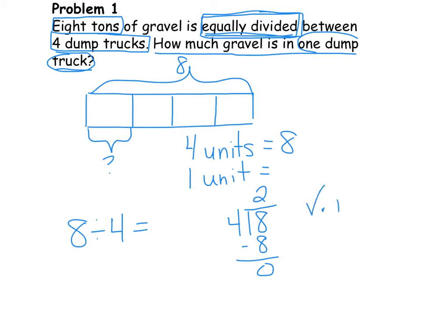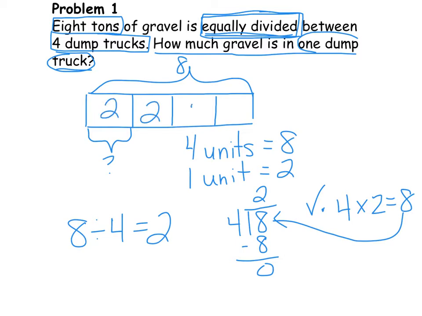So right now we think it's 2, but we're going to check. So I have my divisor, which is 4, times my quotient, which is 2, which just happens to equal 8. Does my product match my dividend? You betcha. So 8 divided by 4 is equal to 2. So 1 unit equals 2. So I know I can fill in each one of these of my tape diagram. And then last but not least, I need to write my answer statement.